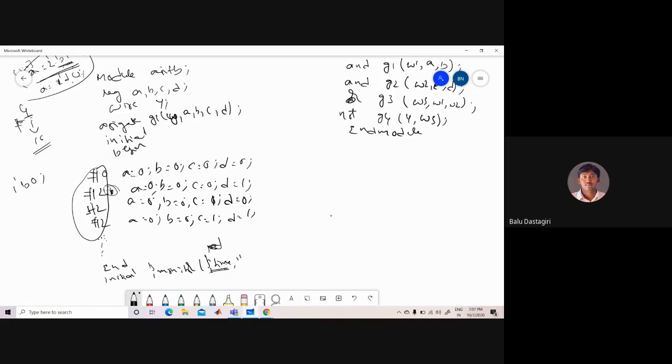So time, a is equal to %b, b is equal to %b, c is equal to %b, d is equal to %b, y is equal to %b, with arguments a, b, c, d, y. After that, give the simulation time ending: initial, after 50 time units, $finish or $stop. After that, endmodule. So this is how you can write a program for the AOI gate.